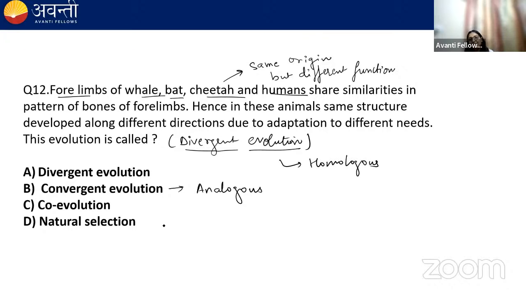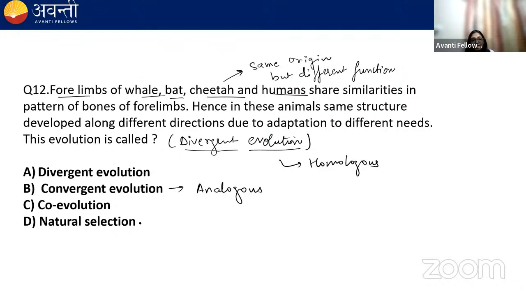Coevolution is when two species are evolving simultaneously, like the plant and their pollinator. If the plant has evolved, the pollinator will also evolve simultaneously. So it is an example of coevolution.